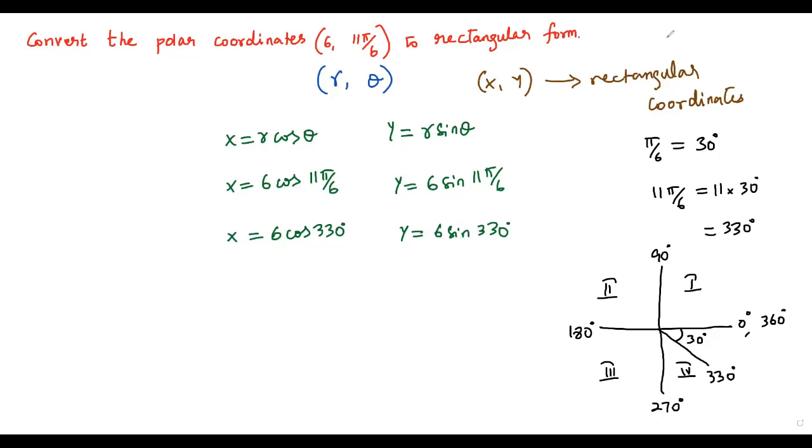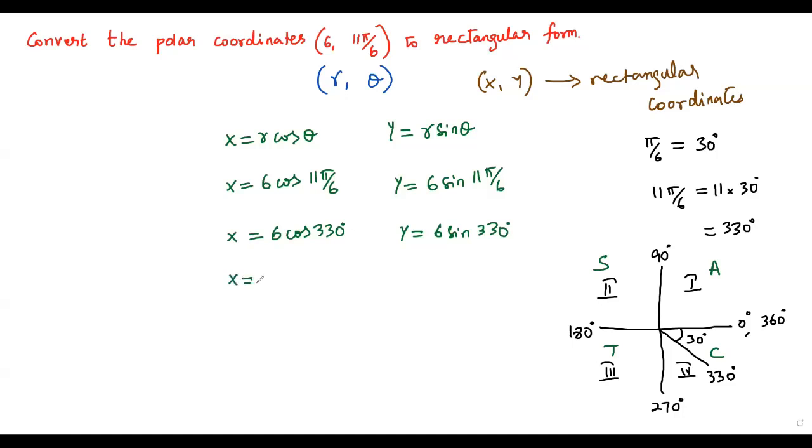One more important thing to notice is the ASTC concept: A means the first quadrant, S the second quadrant, T the third quadrant, and C the fourth quadrant. In the first quadrant, all trigonometric ratios are positive. In the second quadrant, sine and its reciprocal cosecant are positive, the rest are negative. In the third, tangent and its reciprocal cotangent are positive, the rest are negative. In the fourth quadrant, cosine and its reciprocal secant are positive, the rest are negative.